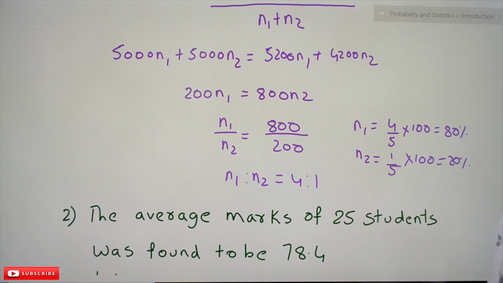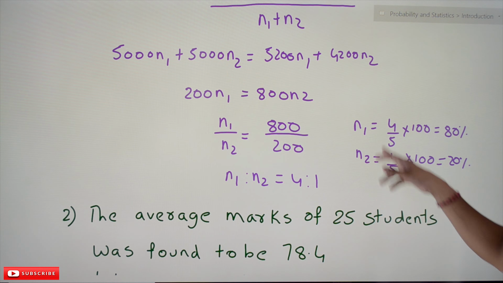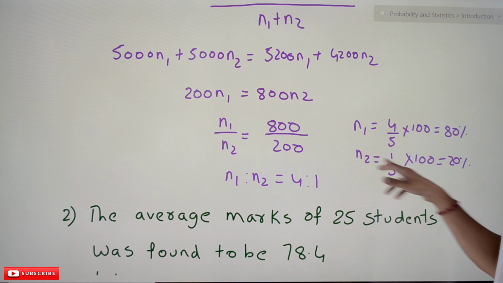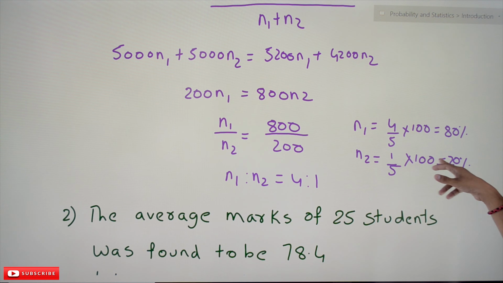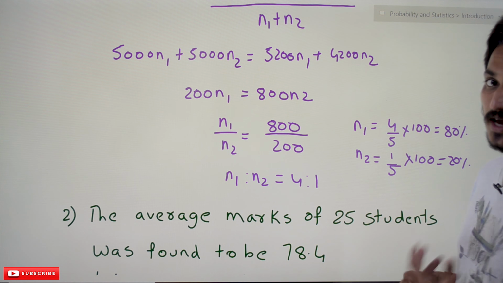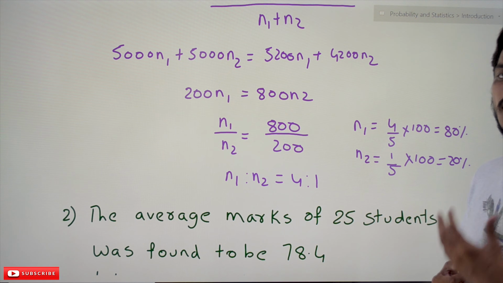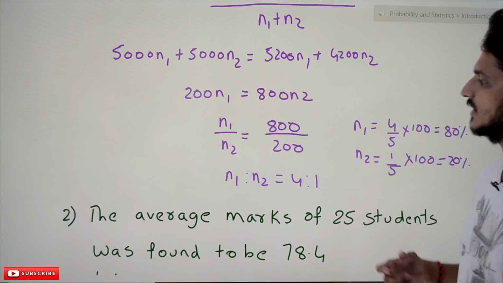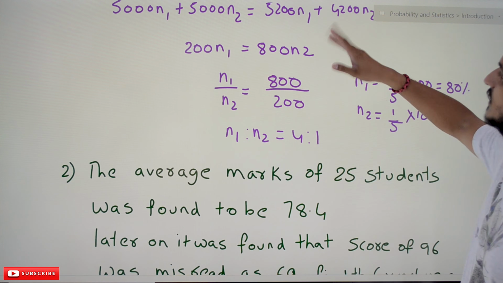The ratio of 4 is to 1 means 4 by 5 into 100, that is 80%. N1 means male employees, N2 means female employees. 1 by 5 into 100, that is equal to 20%. So 80% are male employees, 20% are female employees. This is how we calculate with this equation.